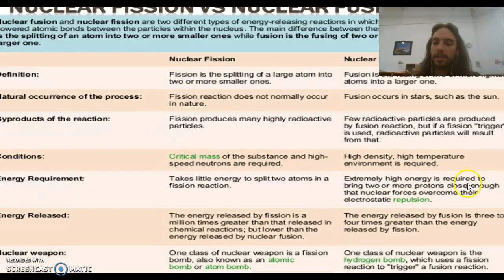Extremely high energy is required to bring two or more protons close enough that nuclear forces overcome their electrostatic repulsion. They're constantly trying to push each other away, so you need a whole lot of energy to bring them together. That's why fission is easier. Energy released by fission is 1,000,000 times greater than that of chemical reactions, but it's still 3 to 4 times less than fusion. If you can imagine that, it's 1,000,000 times greater than chemical reactions, and then multiply that by 4, and that's how much fusion energy gives us.